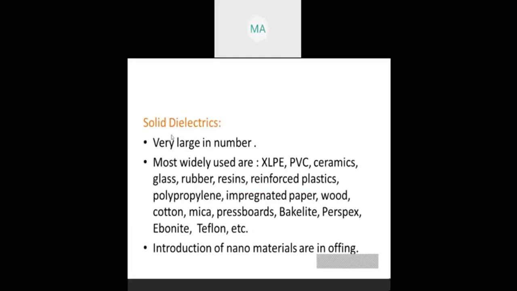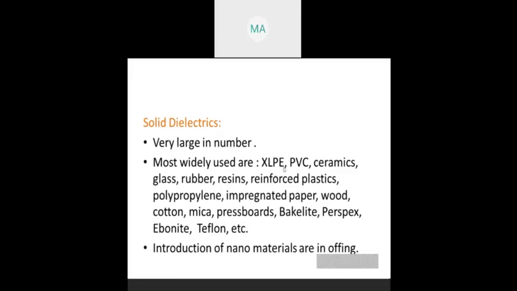Coming to the solid dielectric, we have different types of solid dielectrics. We mostly use all types of dielectrics in our hands-on work. You can see the different types of solid dielectrics. Suppose if you take a pen, it is also one type of dielectric medium. A pencil is also a type of dielectric medium. Some are insulators, some are dielectric materials.